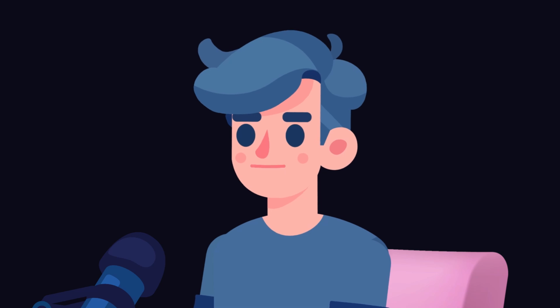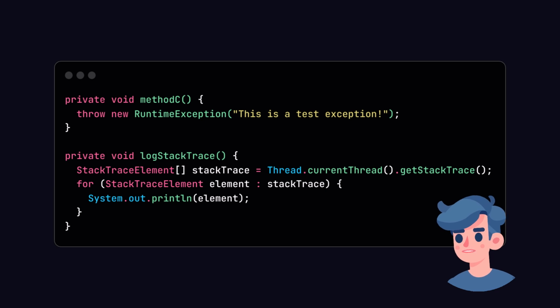In our case, we see that method C was the last method called before the exception occurred, followed by method B and method A. This call stack is extremely useful for debugging. It helps you track down where in your code the error originated and how the execution flow reached that point. But that's just the start.